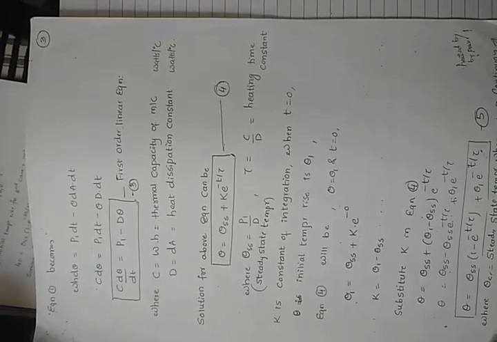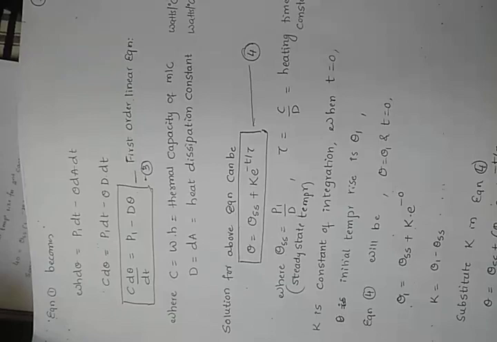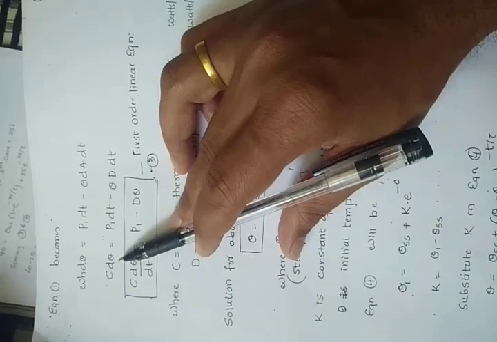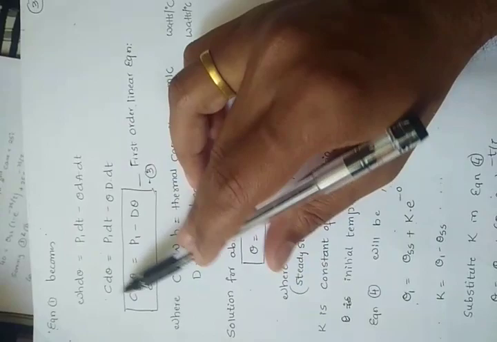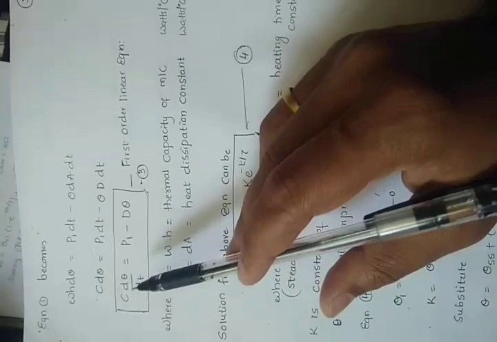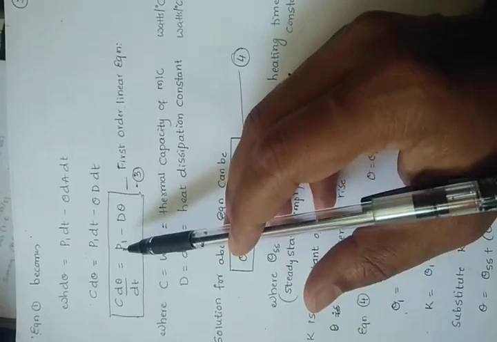From that equation number 1, we can write it as WH d theta equals P1 dt minus theta D A dt. We have substituted P2 in that equation. So that can be written as C d theta equals P1 dt minus theta D dt. Here WH is replaced by C, and the small d and A are replaced by capital D. So we have written C d theta by dt, taking this dt below, equals P1 minus D theta. So this is the first order differential equation.